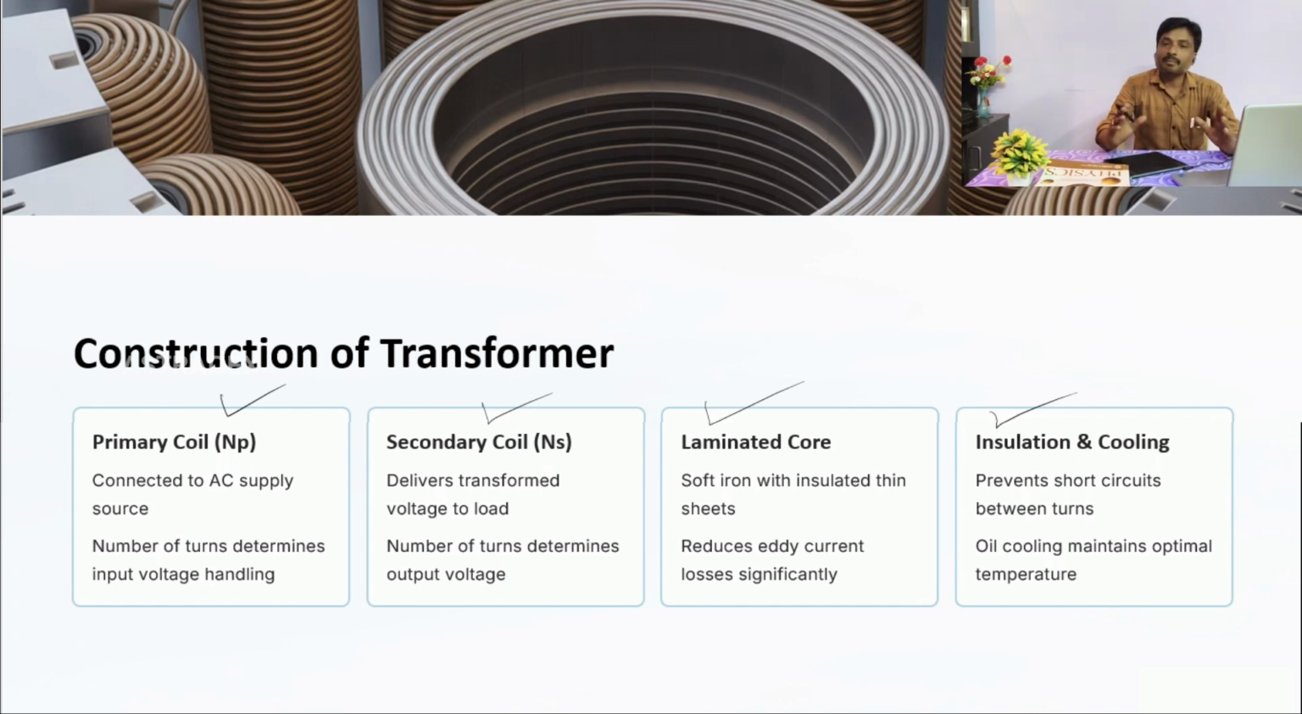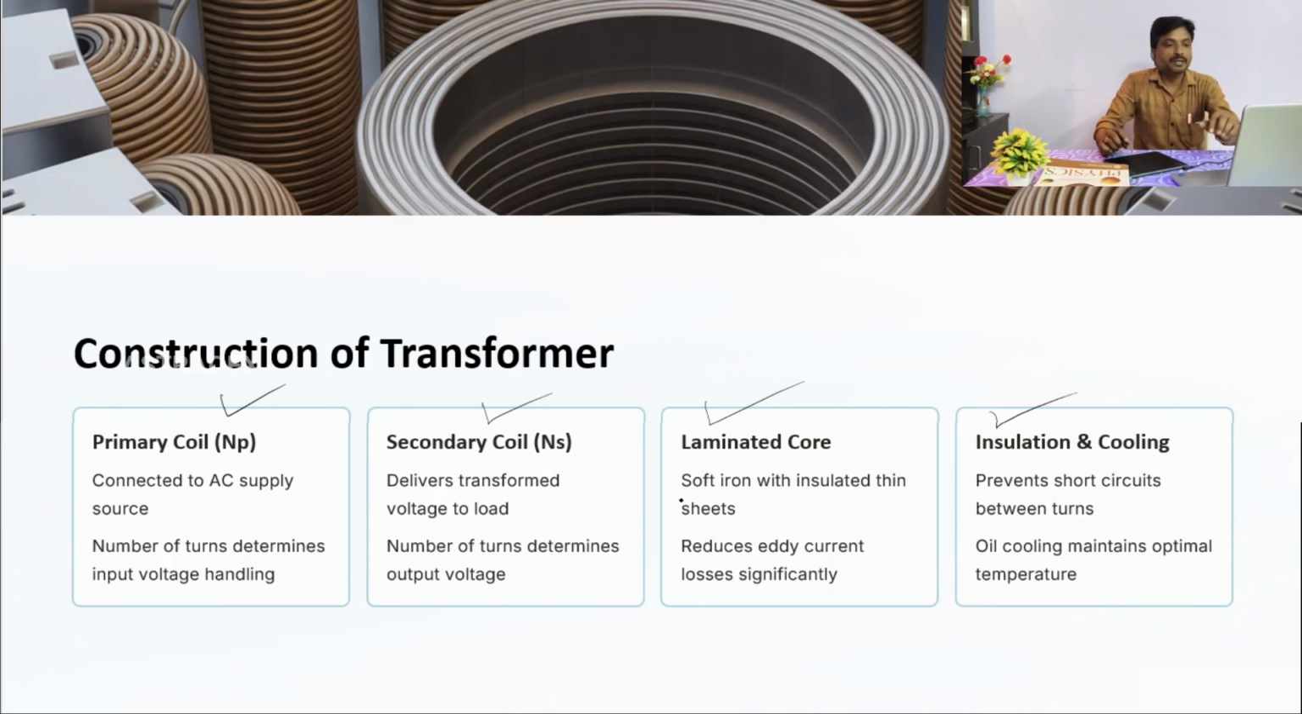The number of turns in the primary coil determines input voltage handling. In the secondary coil, the number of turns is represented as NS. The secondary coil delivers the transformed voltage to the load, and the number of turns in the secondary coil determines the output voltage.